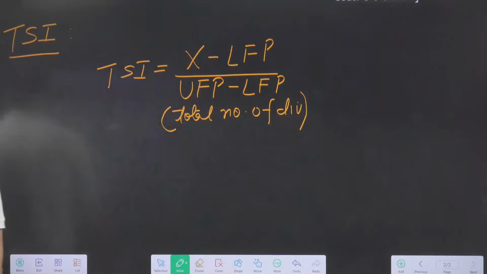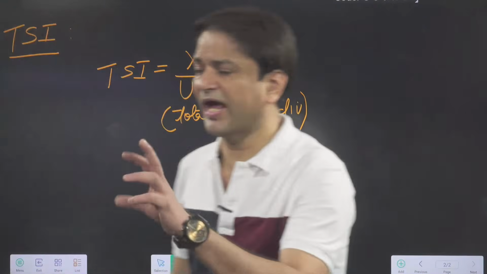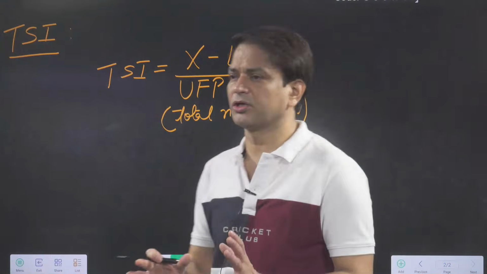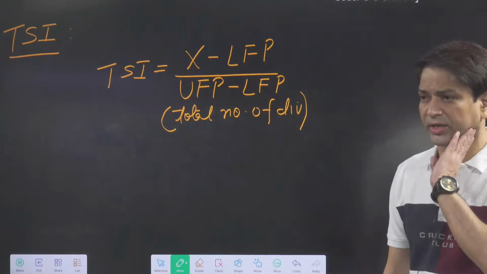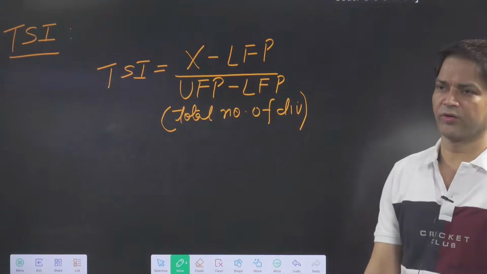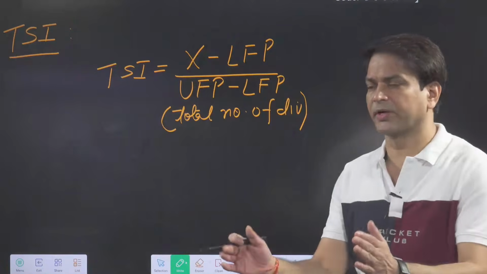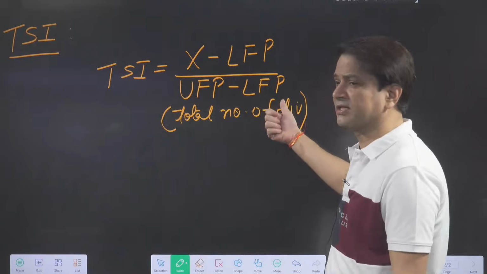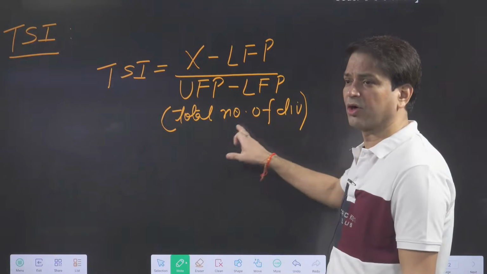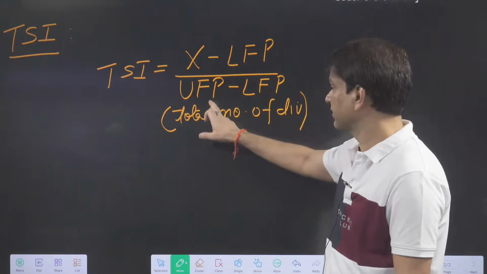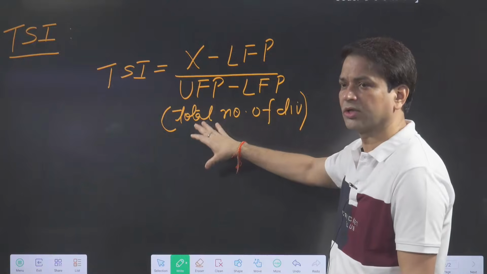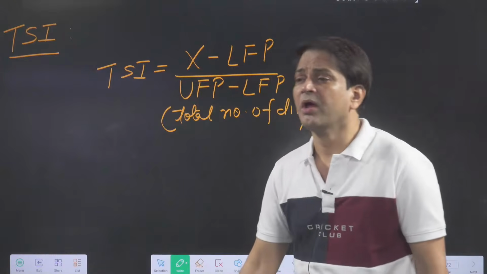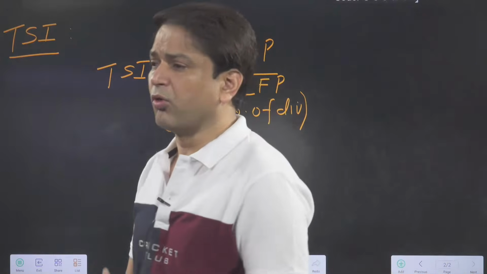So what is a TSI? TSI is defined as X minus LFP upon UFP minus LFP. LFP means lower fixed point, and UFP means upper fixed point. UFP minus LFP we can say is the total number of divisions in the given scale. Everybody got it? What is the X here?